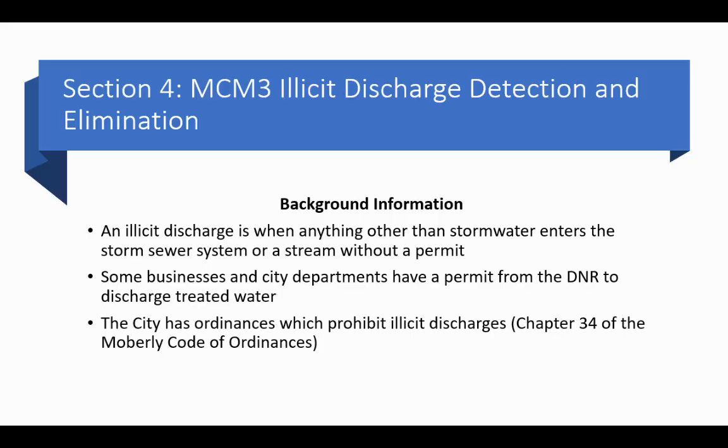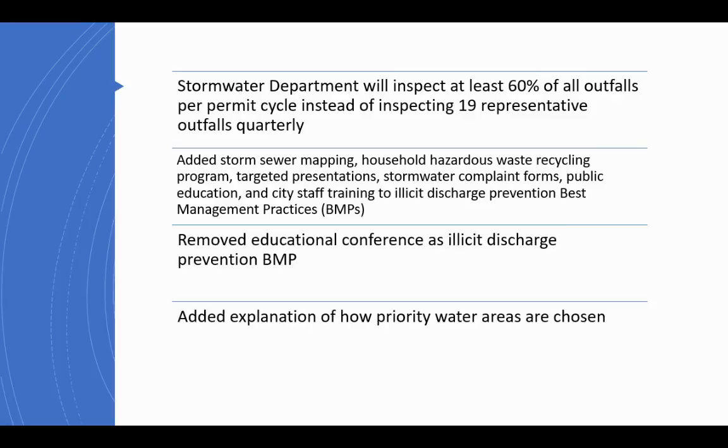Now, some businesses and city departments have a special permit from the DNR where they can discharge treated water to storm drains or streams. But otherwise, the city has ordinances that prohibit illicit discharge. So anytime water that didn't fall out of the sky is going into a stream and there's not a specific permit for it, that would be an illicit discharge, and that is prohibited by our municipal ordinances.